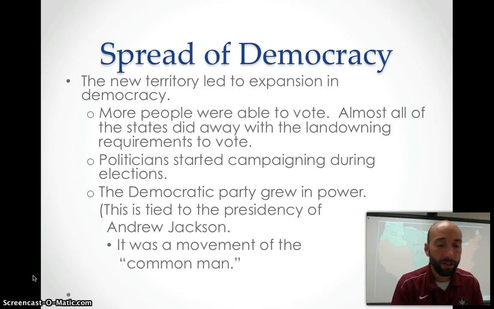Politicians start campaigning during the elections, and they start trying to appeal to what was called the common man. The Democratic Party grew in power tremendously. That was tied to the presidency of Andrew Jackson, who was always thought of as like the common man. And so you take the Republican out of Democratic-Republican, and it just becomes the Democratic Party. And this is the same Democratic Party that we have today. And it was always thought to be a movement of the common man and trying to help this common man.